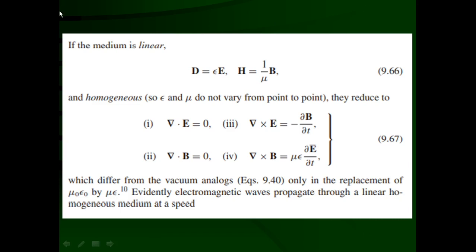Now, if our medium in which the electromagnetic waves are propagating is a linear medium, then we consider that D is equal to epsilon E, because epsilon is almost constant over the complete medium. That means D is equal to epsilon E and H is equal to 1 upon mu times B we can write, because we know that B is equal to mu H. So this we can substitute in our Maxwell's equations.